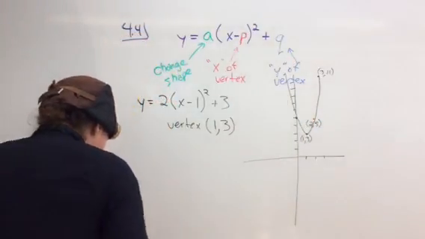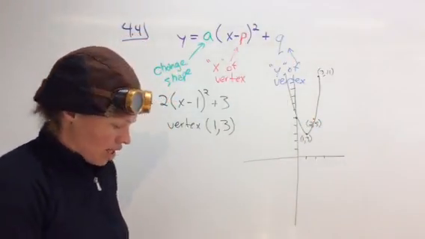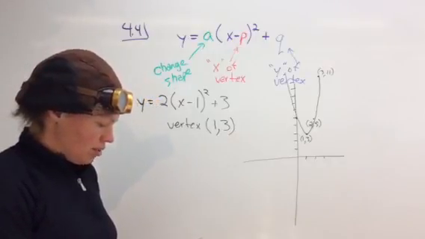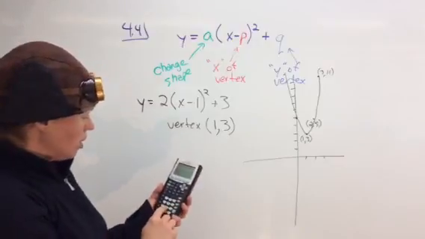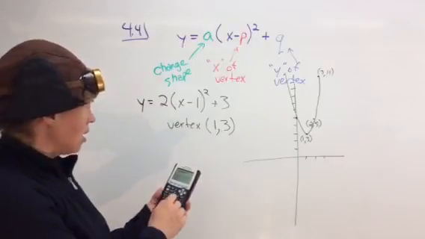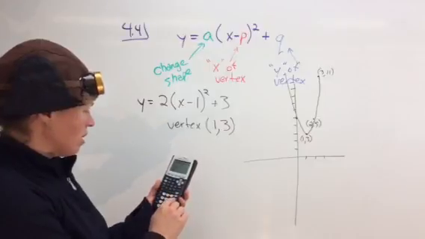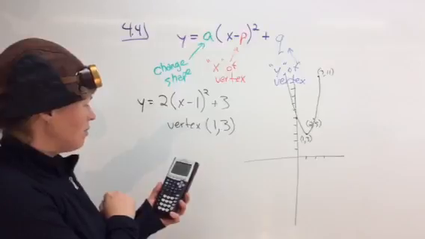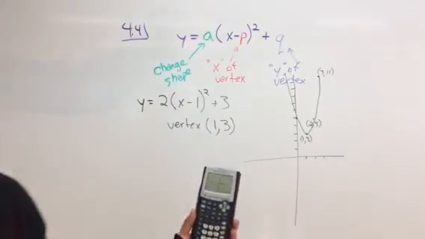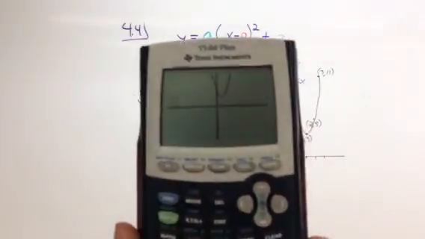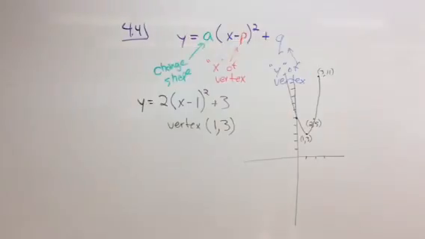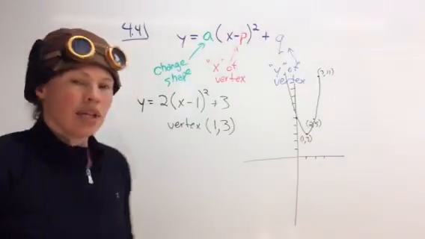Now, I can go in my graphing calculator and double check that just to make sure. So I'm going to go y equals, the clear button, 2 times (x minus 1), close bracket, square, plus 3, hit my graph, and indeed, I'll show you that one. I've got a graph that looks a lot like mine. So that's what A does.